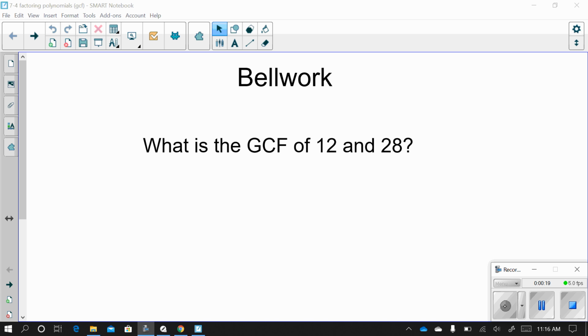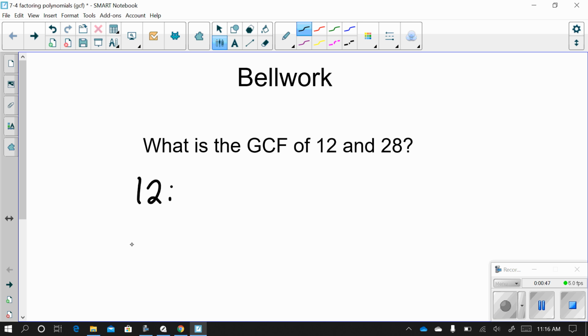As a reminder, what does GCF stand for? Well, GCF is the greatest common factor. And when you were in elementary school, you did GCF of two numbers. So let's review that. What's the GCF of 12 and 28? Greatest common factor. What's the biggest thing that goes into both of those? Hopefully if you're good with your multiplication facts, you can tell me that the GCF of 12 and 28 is 4. If you're not super good with these, there's another way you can do this by listing the factors.